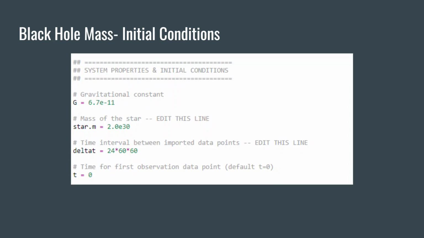For the initial data of the black hole, the gravitational constant is set to 6.7 e to negative 11. Star mass was equal to 2.0 e30. And then delta t, we were given 24 hours. We had to convert it to seconds.